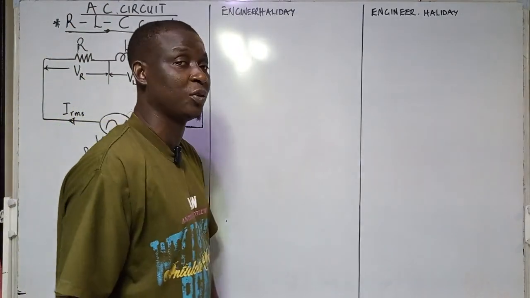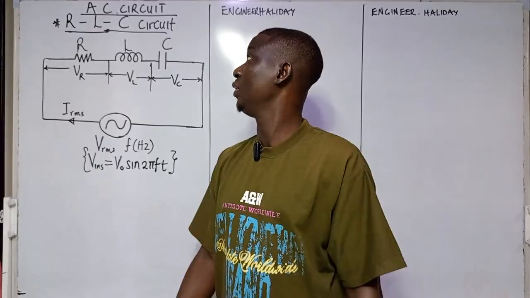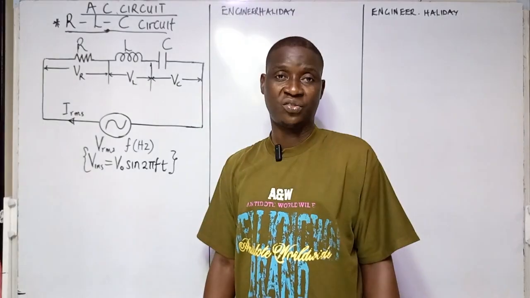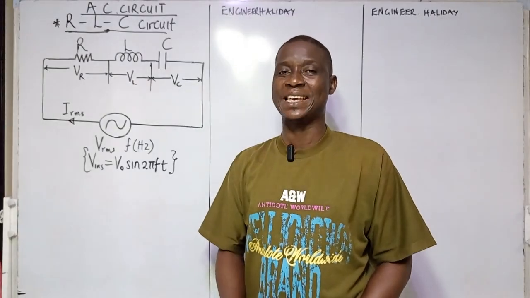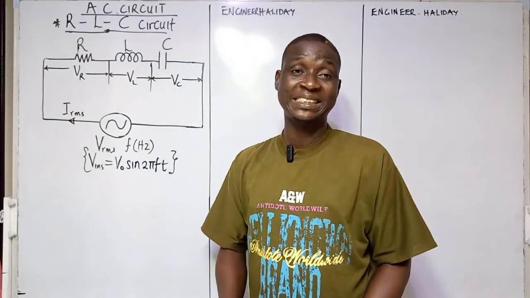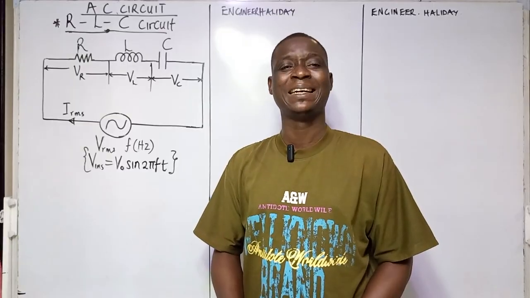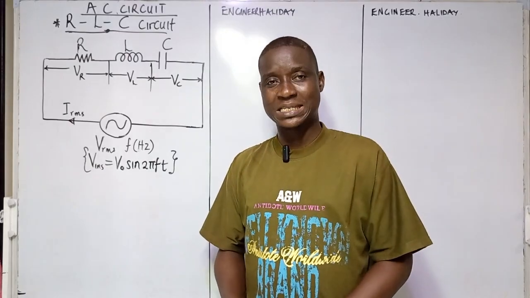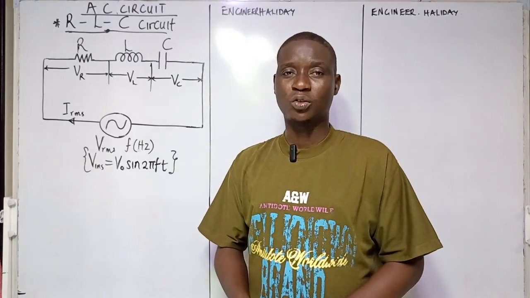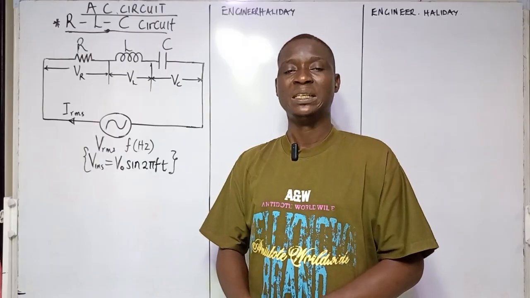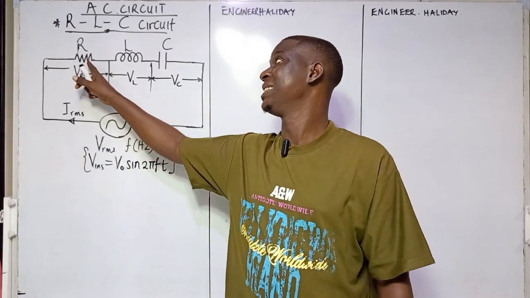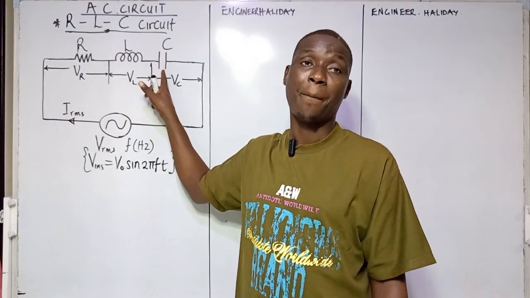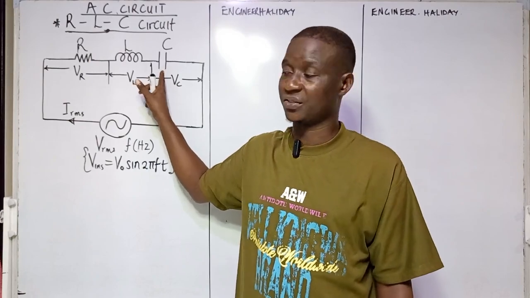Now I want to talk about the RLC circuit. An RLC AC circuit is an alternating circuit connected as a supply to a series resistor, inductor and capacitor circuit. So we have a resistance here, an inductance of an inductor, and a capacitor of a capacitance.